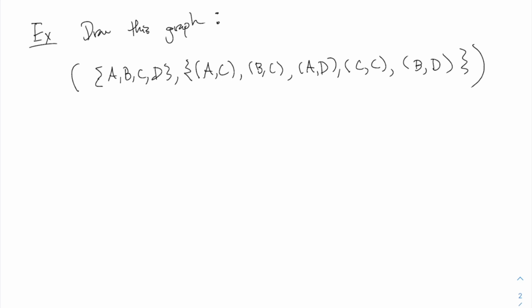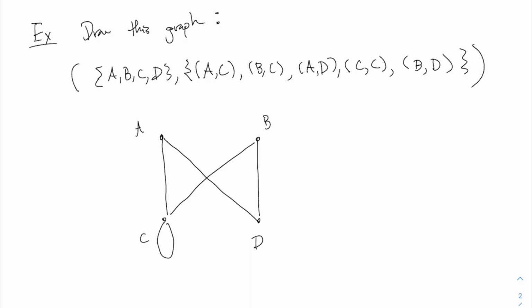But it has 4 vertices, right? So I would just start by drawing those 4 vertices, A, B, C, D. I suppose it doesn't matter what order you put them in. I'll do them like that. And then start drawing the edges that you see in the list of edges. So I see AC, all right, that's an edge there. BC, that's an edge there. AD is an edge like that. CC, I guess that's an edge from C back to itself, all right, like that. And then BD is like that, all right. So that's what the graph looks like. This is a picture of the graph.